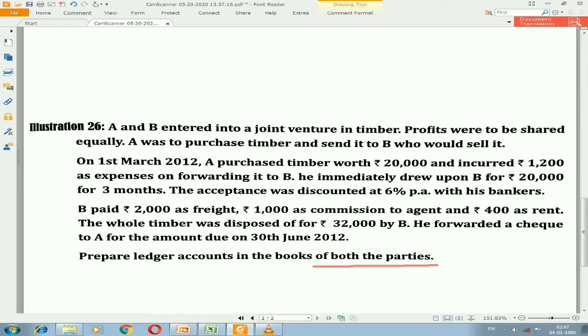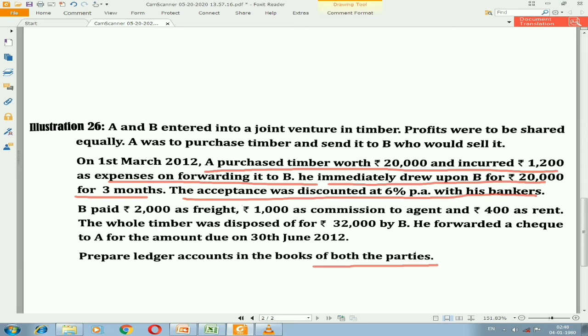While doing this illustration, please be careful with one piece of information: A co-venture purchased timber worth rupees 20,000 and incurred rupees 1,200 as expenses on forwarding it to B co-venture. He immediately drew upon B for rupees 20,000 for 3 months, and this acceptance was discounted at 6% per annum with his banker. So here we have a transaction which is a kind of bill discounting. In this they have made a contract that he is sending 20,000 within 3 months, and the particular bill will be received by B co-venture.